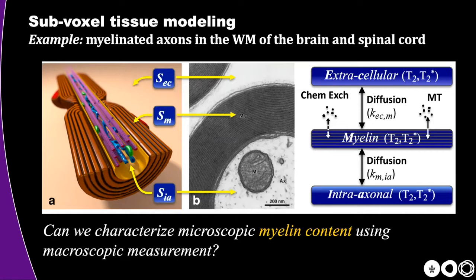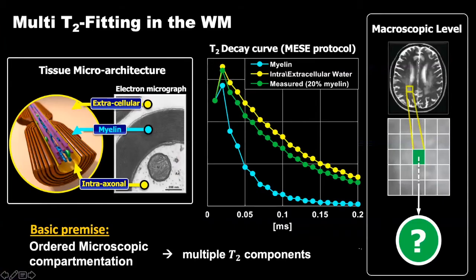And the question that I'm asking myself these days and in the last few years is, can we map myelin content, which is a microscopic feature of the tissue, using macroscopic measurements, millimetric measurements? And the main tool to do that is to look at these three water compartments, the three water pools, and assume that the signal that we acquire, this green signal you see here, which decays in time, this is a T2 decay curve, is actually composed of, in this case, two components. In this example, one relating to intra or extracellular water, which decays slower, and one relates to myelin water, which decays faster. And again, the basic premise here is that ordered microscopic compartmentation means that we would have a finite number of T2 compartments.